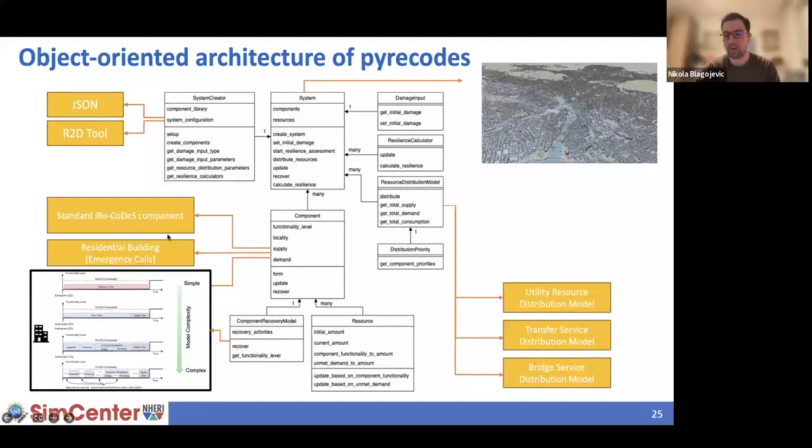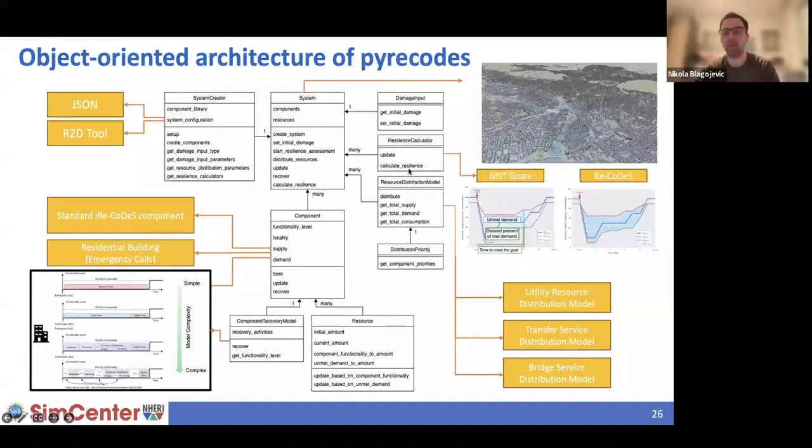When we talk about resource distribution models, which are used to simulate the flow of resources from suppliers to users and estimate consumption and account for interdependencies, we have 3 different resource distribution models. The one which is used most commonly is the utility resource distribution model. And here we can also plug in other ones. There is WNTR, there is PipeSet, there is pandapower. I'll talk a bit about this later on. Right now, these are very simple, I would say primitive, but there is a way to extend pyrecodes in this direction.